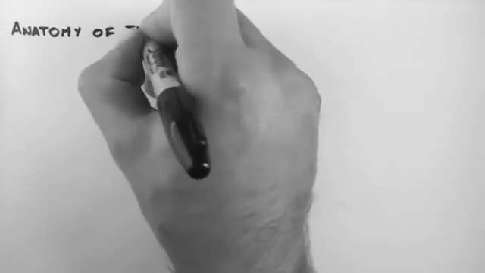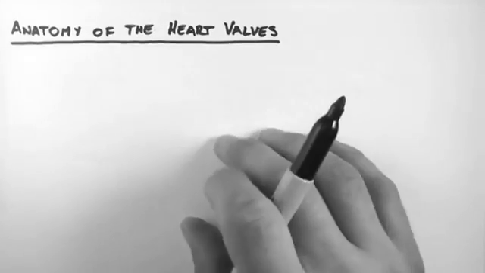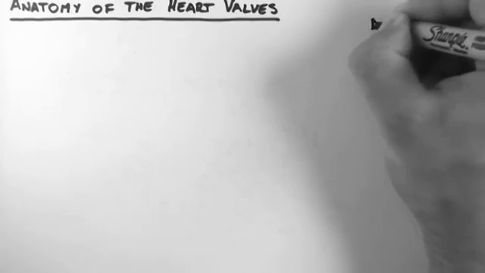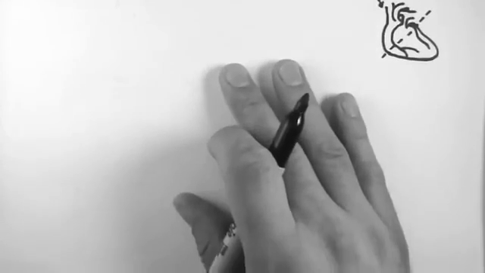Hi, in this video I'm going to talk about the anatomy of the heart valves. So these are the four valves that lie within the heart. So if this is a heart, I'm going to take a section through here and we're going to view the heart from this angle. This way we should be able to see all the four valves of the heart.